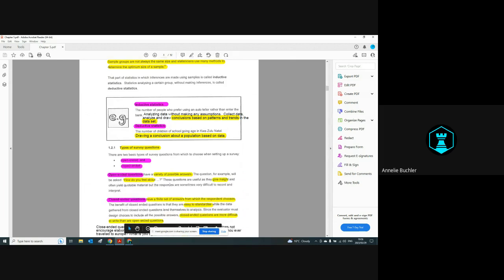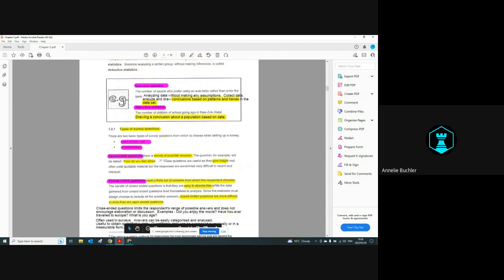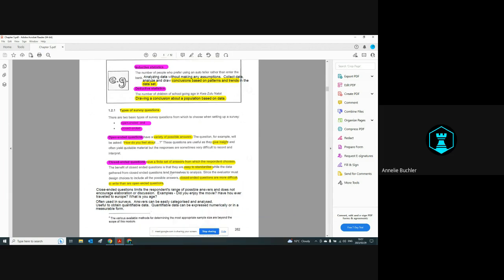Okay. Then we move on to survey questions. We get open-ended and close-ended questions, okay? Open-ended questions, you can have a variety of possible answers. How do you feel about global warming? So you want the person or the respondent to give you insight, okay? Close-ended questions have a finite set of answers, okay, from which the respondent chooses. Close-ended questions are easy to standardize, and they are also more difficult to write than open-ended questions.